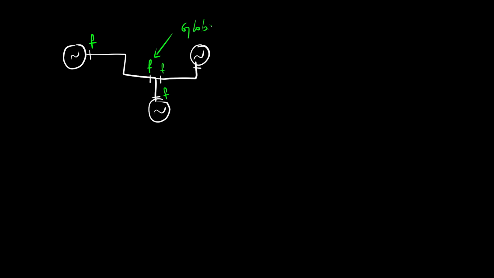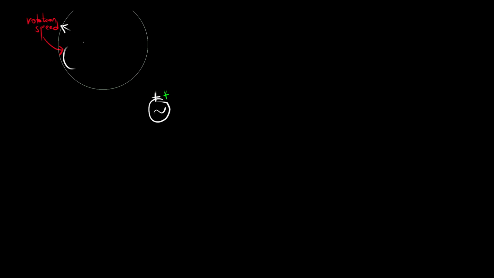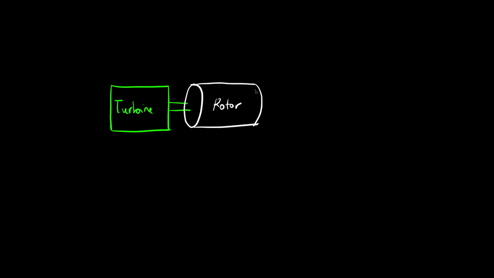This frequency is tied directly to the speed at which synchronous machine rotors are spinning. As we saw earlier, to assess stability, we need to understand how frequency changes over time. To do that, we'll zoom in on the rotor of a synchronous machine inside a power plant. This rotor is driven by a turbine and magnetically linked to a stator.